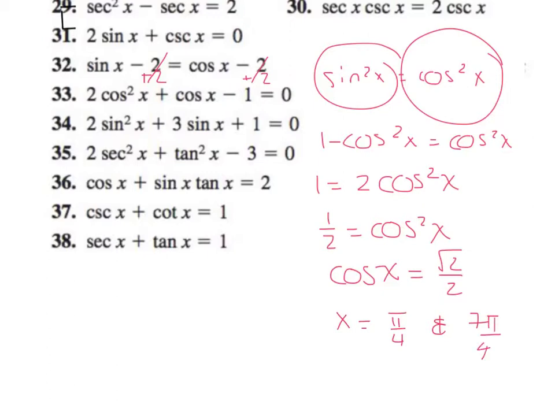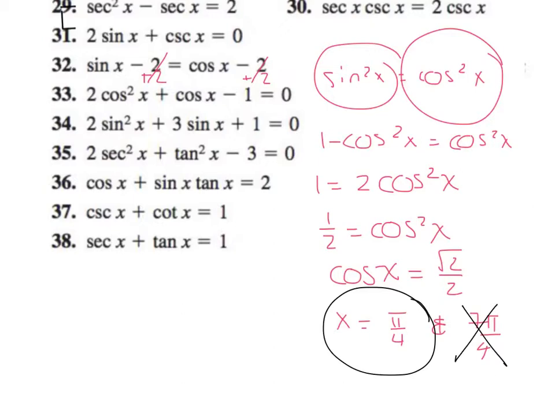Then you want to plug it back into the given, because notice the given was sine x minus 2 equals cosine x minus 2. You want to make sure that this is part of the solution of the actual problem. So let's plug in sine of pi over 4. Well, what's sine at pi over 4? Root 2 over 2. Root 2 over 2 minus 2 is going to be the same as on this side. So that one's good. But 7 pi over 4, when I look at sine at 7 pi over 4, that's going to be negative, and cosine's still positive. The solutions are not matching. So this one's not part of the solution, just this one.